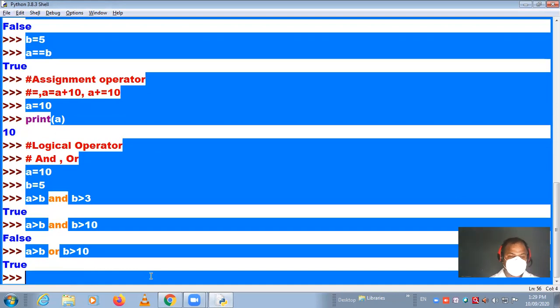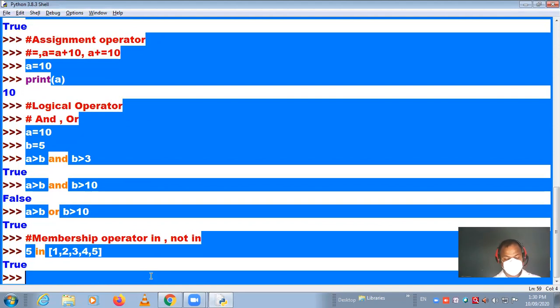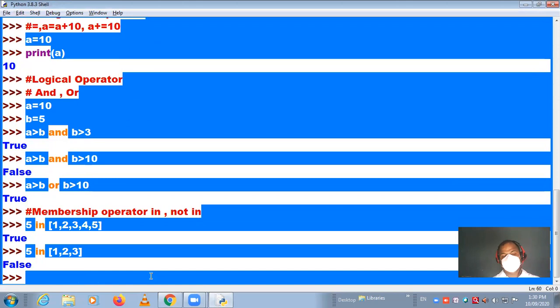And the next operator is the membership operator: in and not in. Suppose I have written 5 in 1, 2, 3, 4, 5. Is 5 available in it or not? True, yes. Suppose I have written 5 in 1, 2, 3. Is 5 available in this series? No. So that is all about the membership operator.